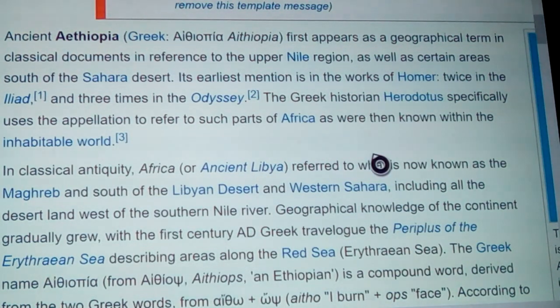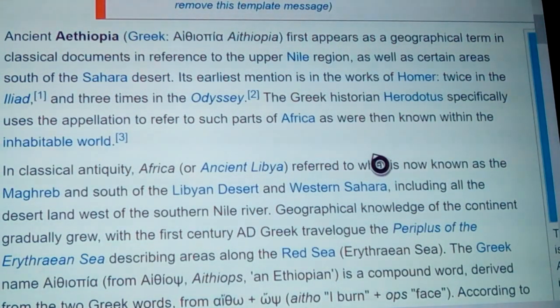It first appears as a geographic term in classical documents and references to the Upper Nile region. Well, no, it doesn't actually, but okay, let's see where. As well as certain areas south of the Saharan desert. Its earliest mention is in the works of Homer. Okay, so this is its earliest mention, and those aren't talking about the Upper Nile area. Twice in the Iliad and three times in the Odyssey.